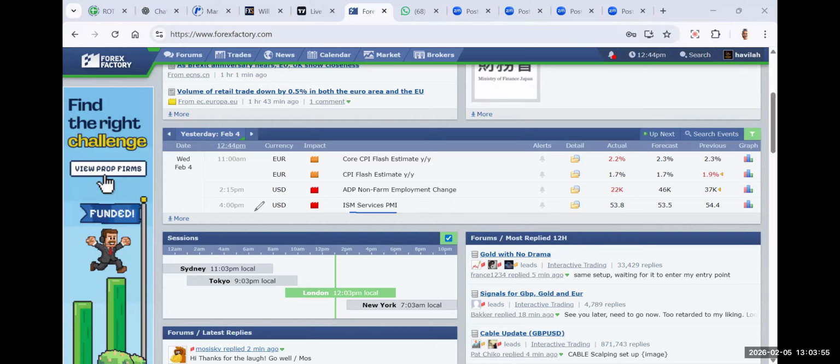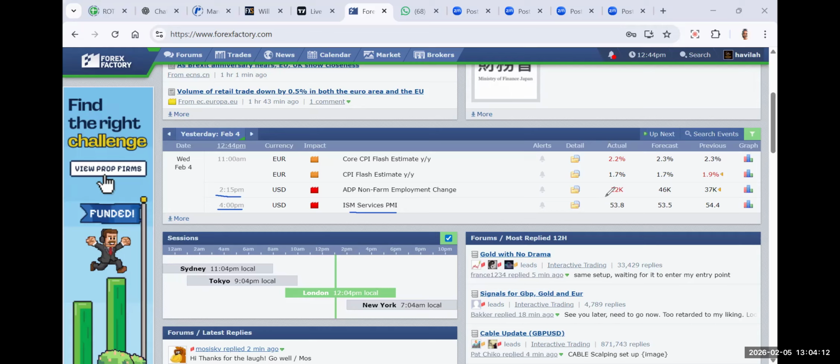Okay, they happened at two different times. The ADP non-farm was at 2:15 p.m., while the ISM services is at 4 p.m. So the reaction of the 2:15 p.m. news may not span till 4 p.m. There are two different news events, and there's a time lapse between the two.